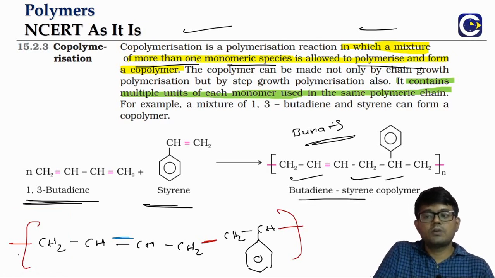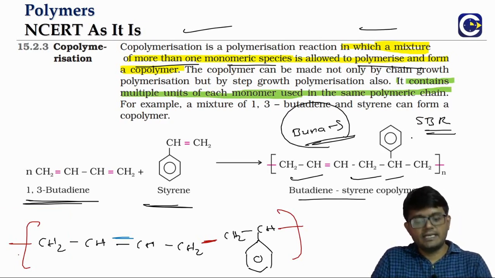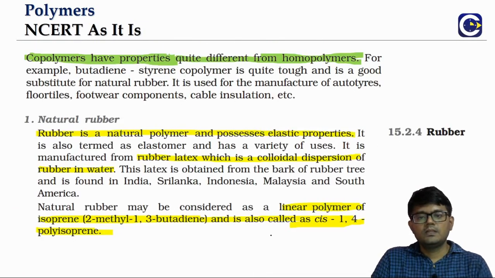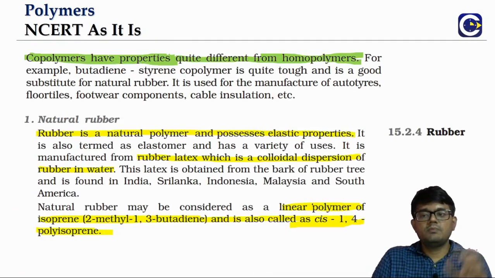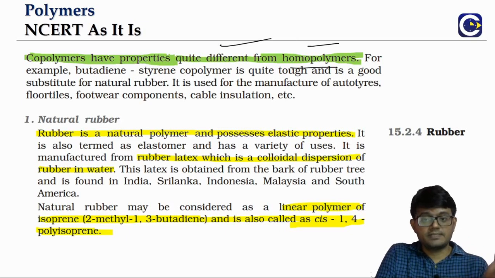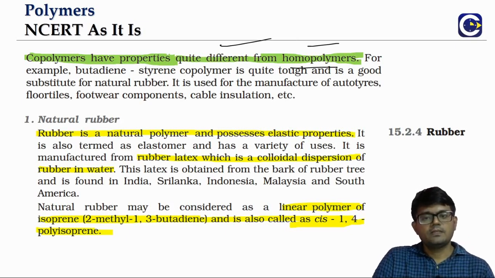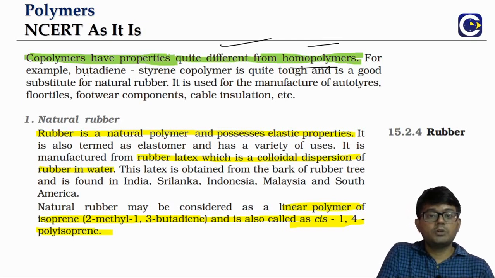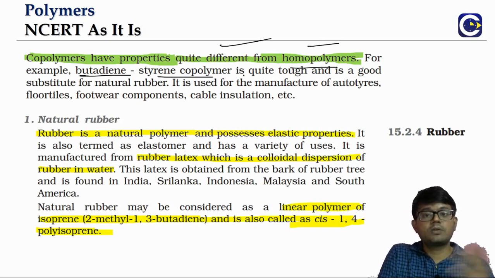We also call it as what? BUNA-S. We can also call it as what? SBR, styrene butadiene rubber. Okay. The copolymers, right? What is the reason for having copolymers? Because they will be able to give us very specific properties. And the properties, right, they can be different from the homopolymers. The actual homopolymer is polystyrene; the properties of butadiene styrene can be totally different from the polystyrene properties.